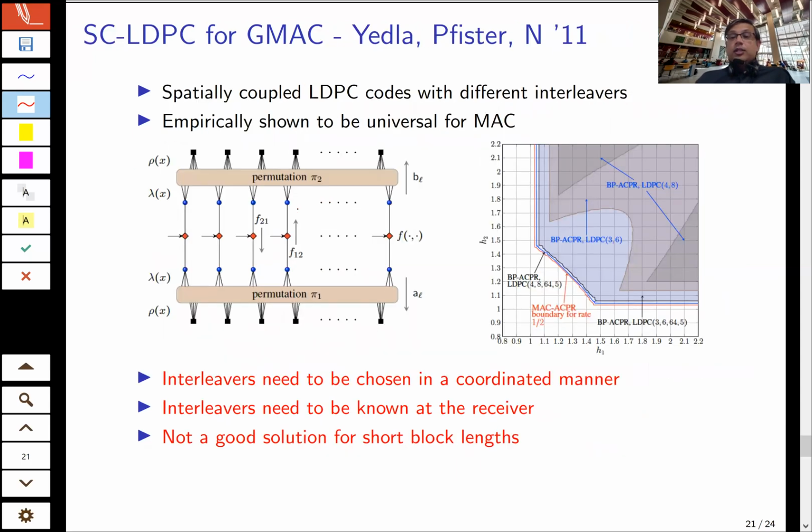Another scheme that works well is spatially coupled LDPC codes. Now, in spatially coupled LDPC codes, we have some empirical results to show that if you have a 2-user multiple access channel, and each user picks a spatially coupled LDPC code, but they choose their graph according to 2 different permutations, then you can get fairly close to the equal rate point on the multiple access region here. Again, the drawback is that the 2 permutations you choose have to be different, and they have to be known at the receiver. Also, spatially coupled codes are typically very good for very large block lengths, and they are not typically good for short block lengths, such as what we are interested in.